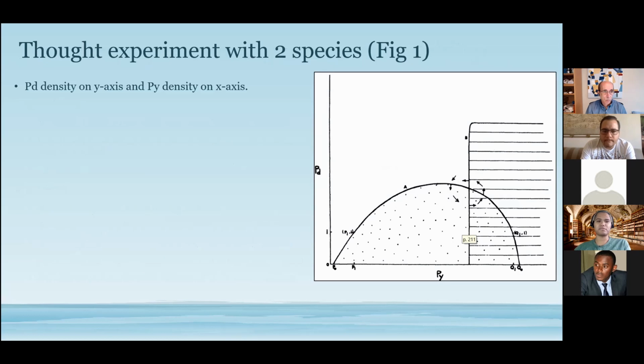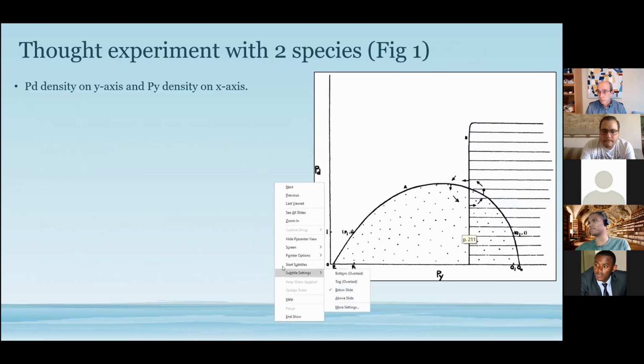So on the, let's see if I can get my mouse working here. Let's get a nice, where's my clicker, my pointer?